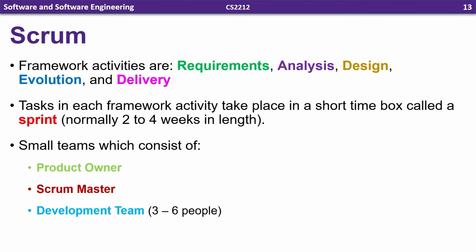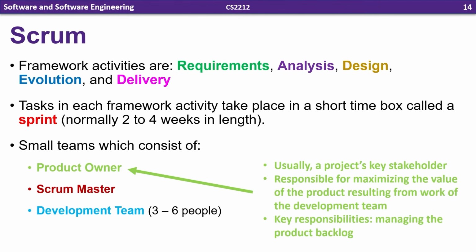Tasks in each framework activity take place in a short time box called a sprint, normally 2 to 4 weeks in length. And the Scrum team consists of a few specific members. The first one is the product owner. So this is usually a key stakeholder, and it's someone that's responsible for maximizing the value of the product resulting from the work of the development team. And their key responsibility is going to be managing something called the product backlog that we'll get to shortly. So really, this is the stakeholders' representative that's actually part of the team. And that helps us get that continuous feedback.